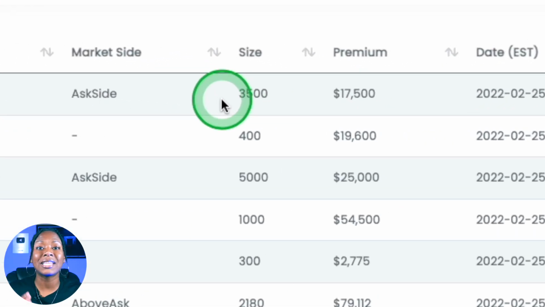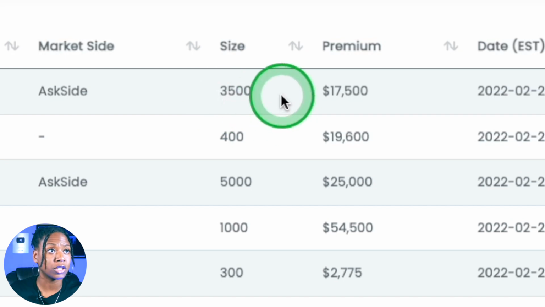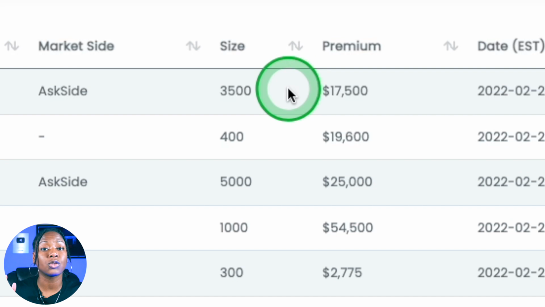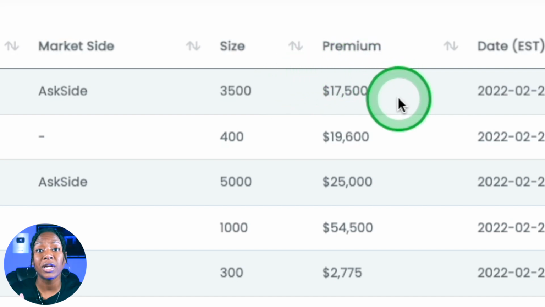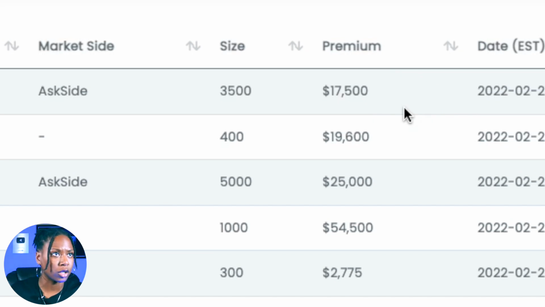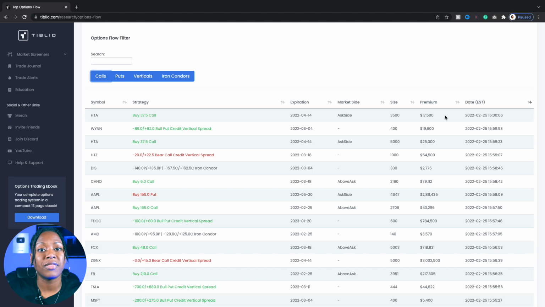Next, under the size column, you'll see the size or the number of contracts that were bought or sold. So you see here 3,500, that means 3,500 contracts were purchased. And next, the premium is going to represent the total amount that was spent on this order. So for example, you see 3,500 call contracts were purchased for HTA, and for this particular position, this person spent $17,500 on it. And then the last column is going to be the date, and that's going to tell us when the order was placed by date and time.